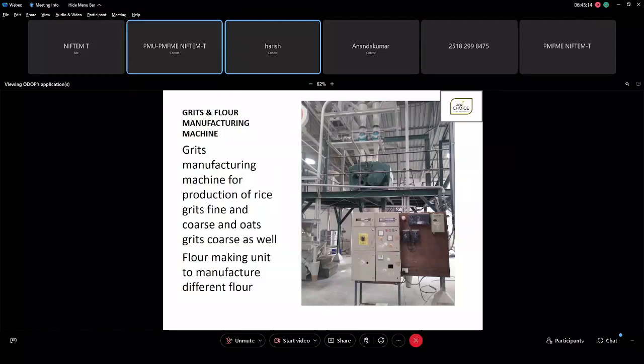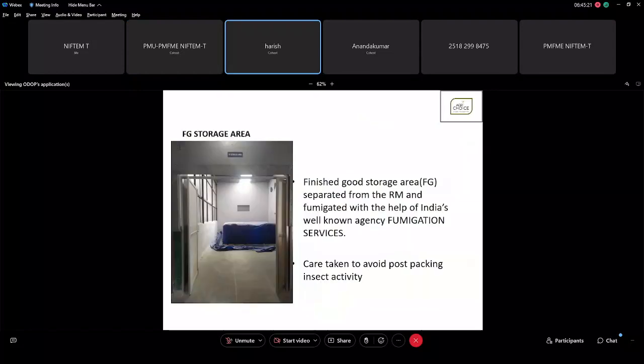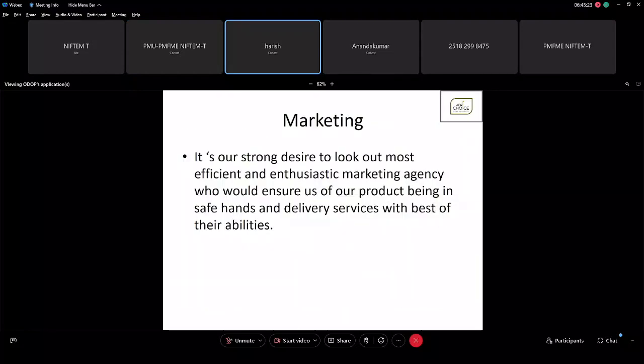This is the rava making machine. Here the rava is made, idli rava, grits. And you see the roller body. For idli making, a small size rava is required. So that rava is prepared from this roller body and that machine called the Russell Finex. That is an advanced machine from a UK based agency. So this is a short overview about our product and production.